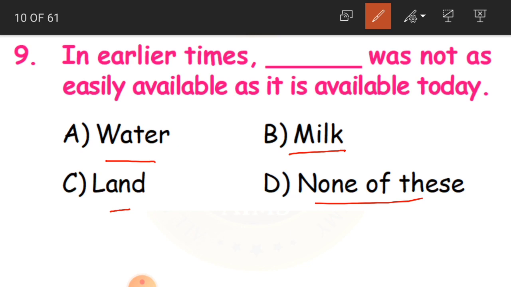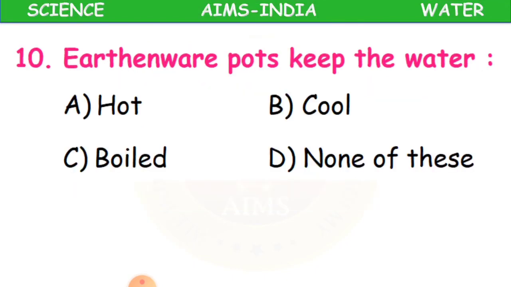No, because the last option is none of this. So it is what? It is water, children. A option. So especially drinking water was not available easily. So they used to go for long distances to fetch water. So that is why water is the correct answer.